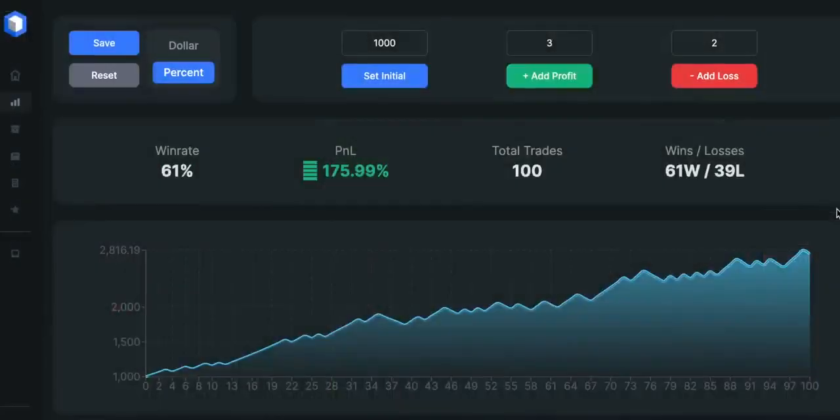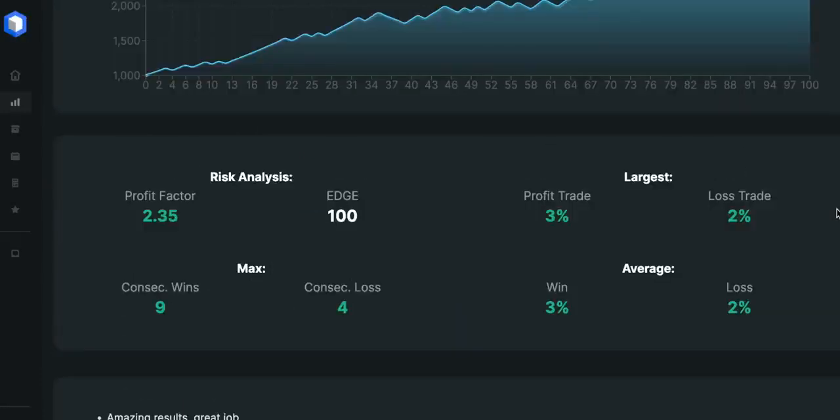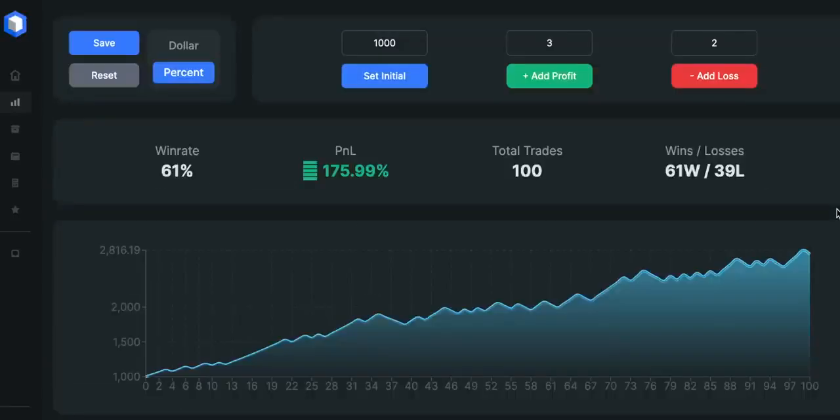Okay, so the second backtesting is done and the win rate for this strategy is 61%. We also increased our account size by 175.99%, which is really good. However, it did take me a bit longer to find those 100 setups. I found them within 32 days. The profit factor has also increased and we had 9 wins in a row against 4 losses in a row, which is quite amazing. You can definitely try to improve this strategy even more, and if you have any ideas, please let us know in the comments down below.